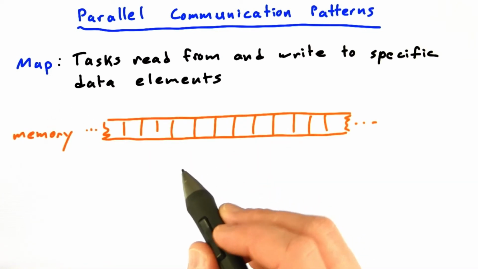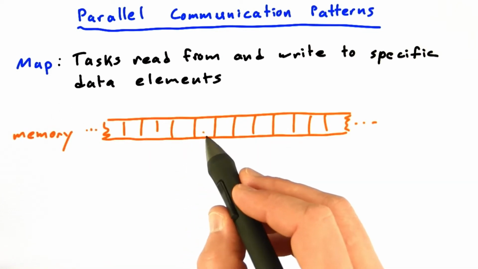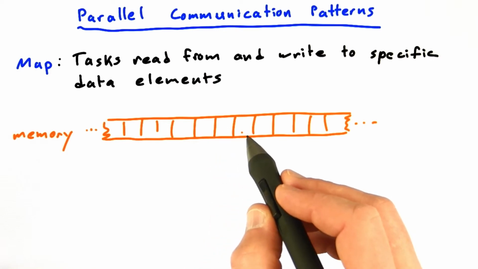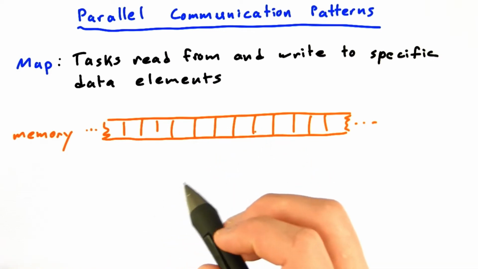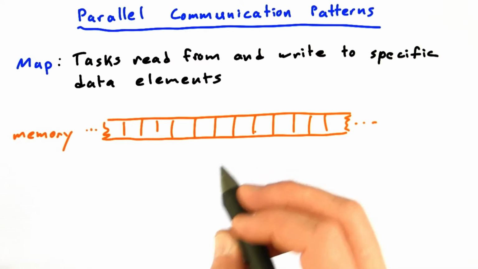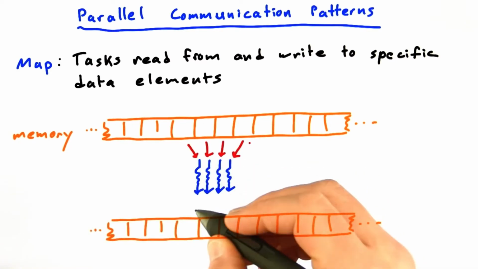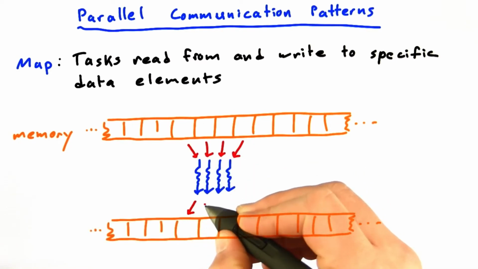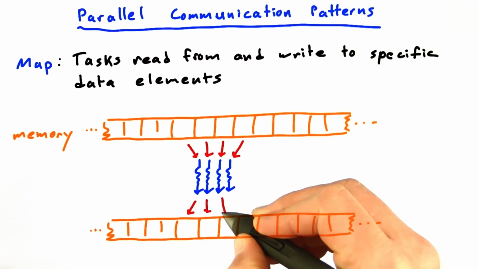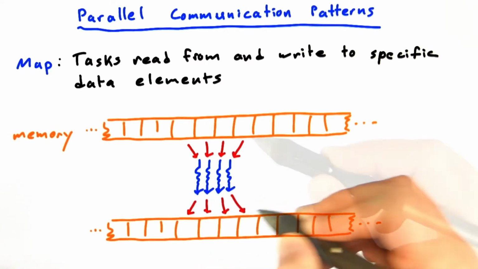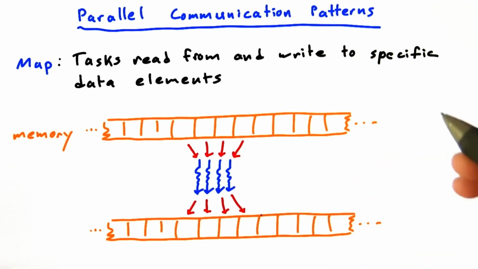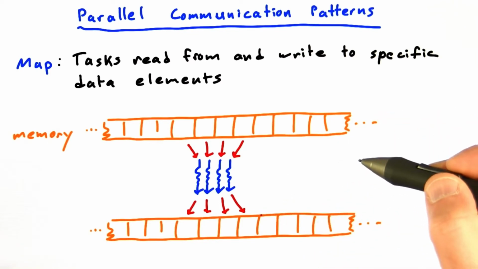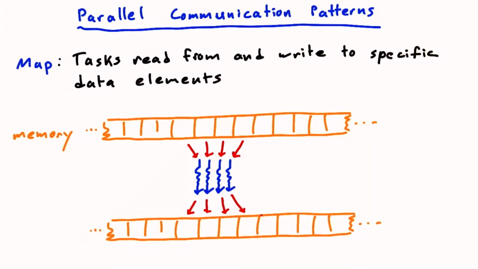Now with map, you've got many data elements, such as elements of an array, or entries in a matrix, or pixels in an image, and you're going to do the same function, or computational task, on each piece of data. This means each task is going to read from and write to a specific place in memory. There's a one-to-one correspondence between input and output. So map is very efficient on GPUs, and it's easily expressed in an efficient way in CUDA by simply having one thread do each task.